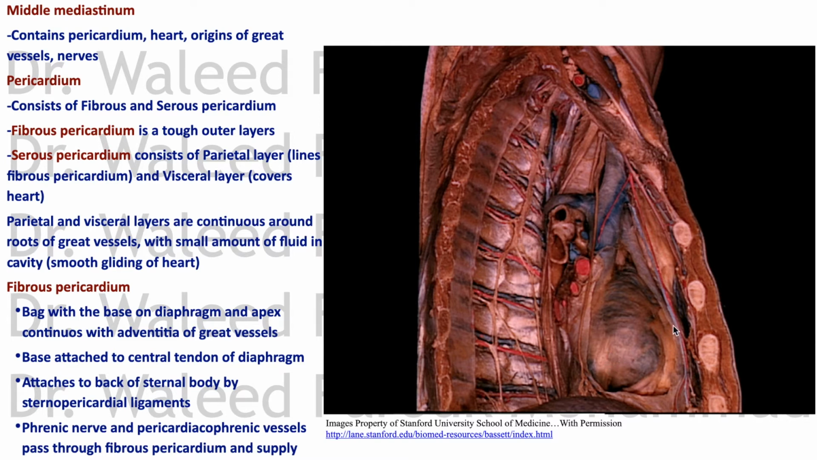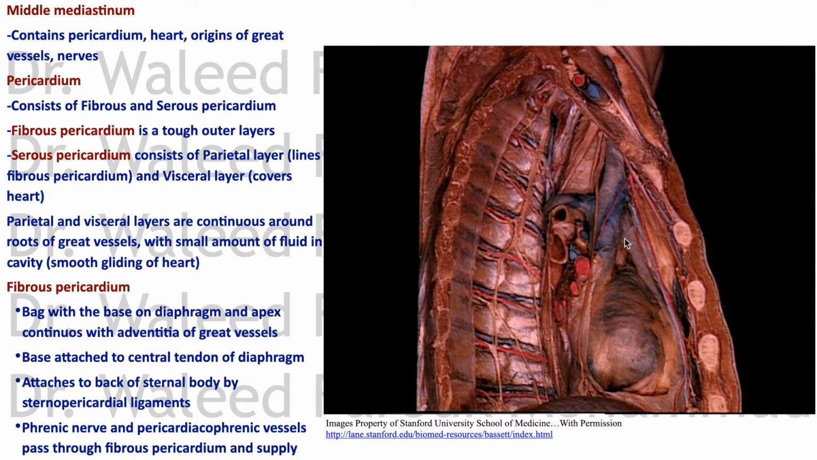So it has parietal and visceral layers which are continuous at sites of reflections. We will study this. The parietal layer sticks to the fibrous pericardium, and the visceral layer is applied directly onto the heart. Okay, and as we said, they are continuous. Now, about the fibrous pericardium, it's a bag that rests on the diaphragm, and actually it's fused with the central tendon of the diaphragm and anteriorly by the pericardiosternal ligaments or the sternopericardial ligaments.